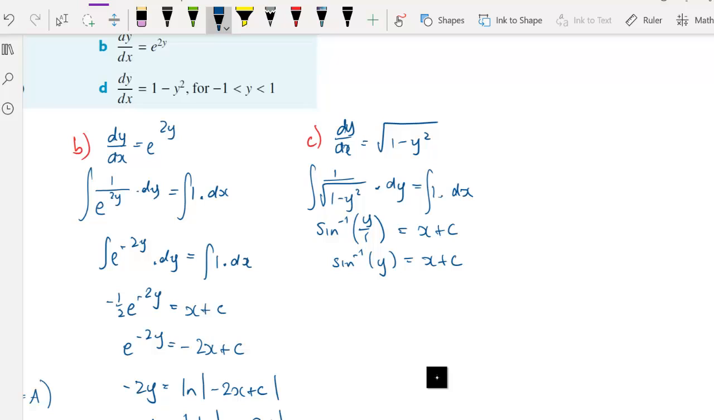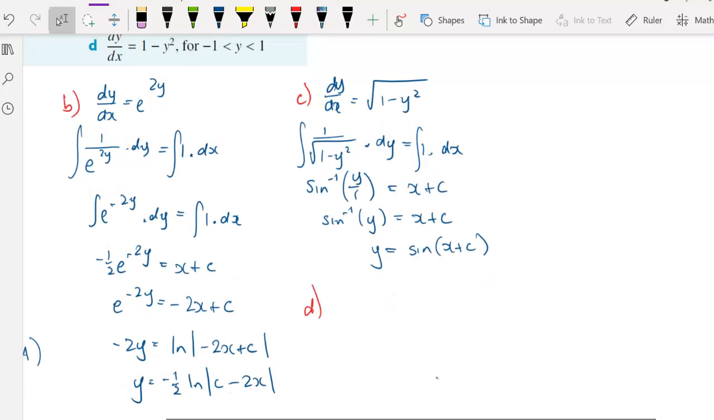Now, we have to isolate y, as it is the dependent variable. To remove this arc sine, we need to take the sine. So we have y is equal to sine of x plus c. And there is our general solution. So now to look at the last example.